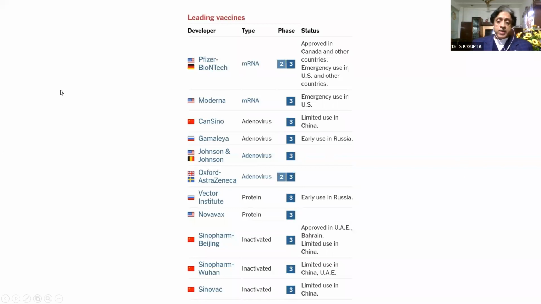And the adenovirus vaccines, the vector-based vaccines, are again very fast to develop, but they develop a lot of issues because of the existing antibodies, or the development of antibodies by the human body against the vector. We'll be talking about them later. And third is the protein-based vaccines.